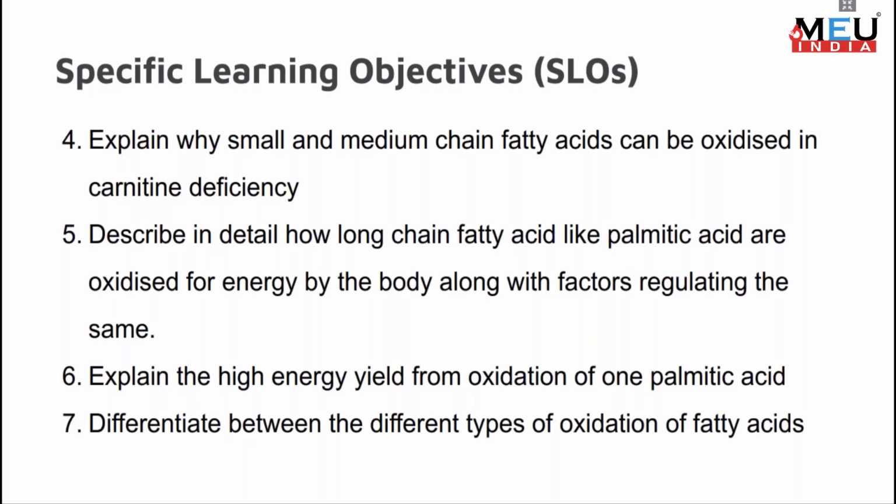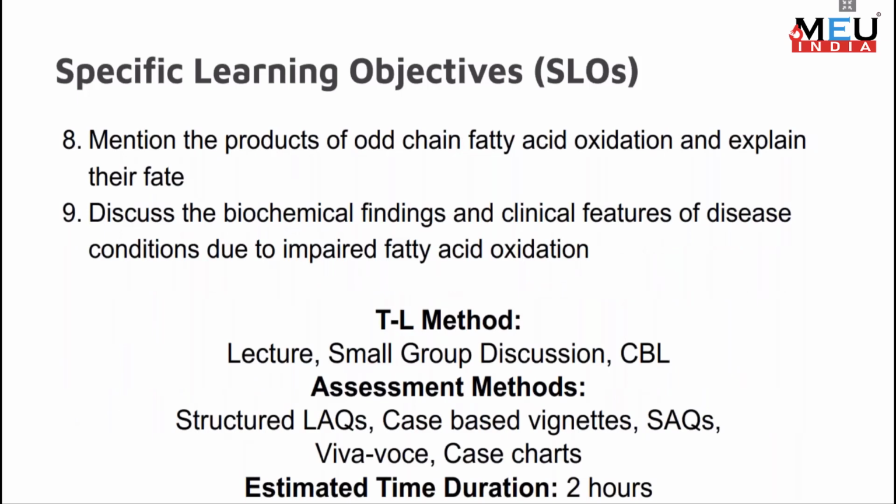Describe in detail how long chain fatty acids like palmitic acid are oxidized for energy by the body along with the factors regulating the same. Explain the high energy yield from oxidation of one palmitic acid and differentiate between the different types of oxidation of fatty acids. Mention the products of odd chain fatty acid oxidation and explain their fate.